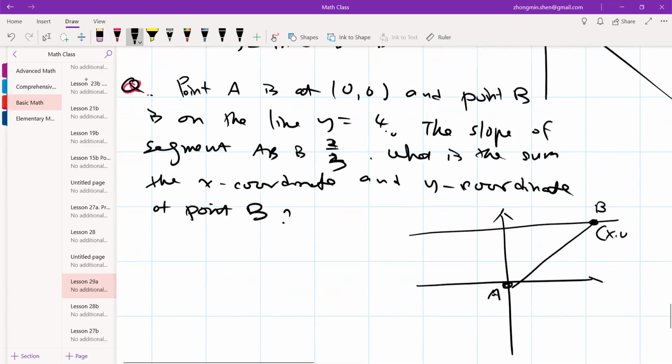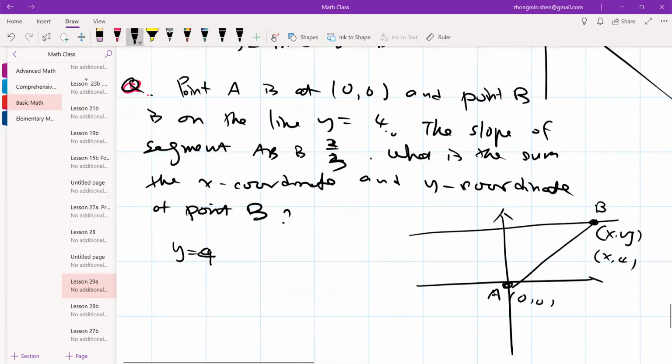Okay. How do you measure slope? So let's find the coordinates. I think y is going to be 4 already, right? Just find the x because this is on the line. Wait, y is 4, because it's on the line. The y coordinate for B is always 4.